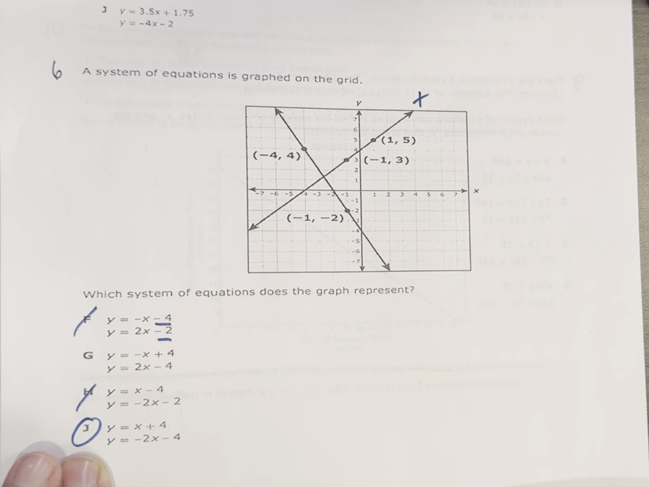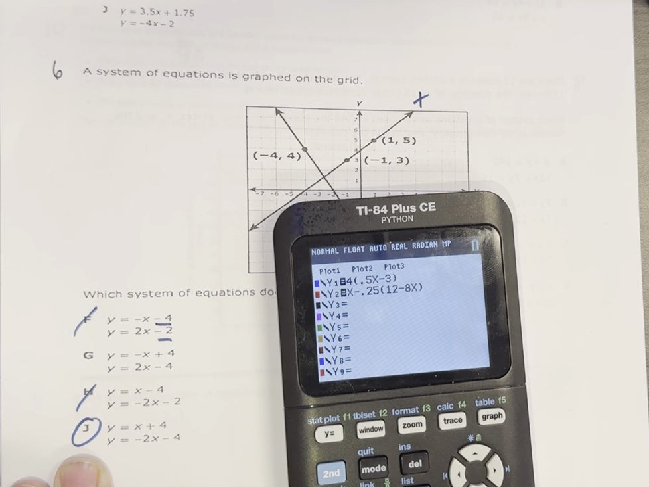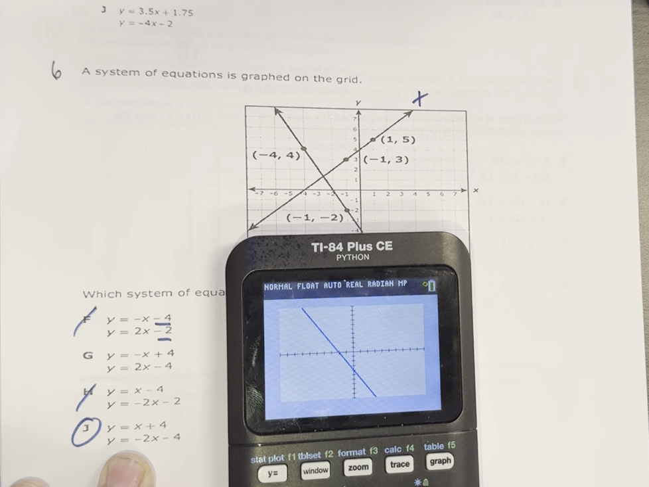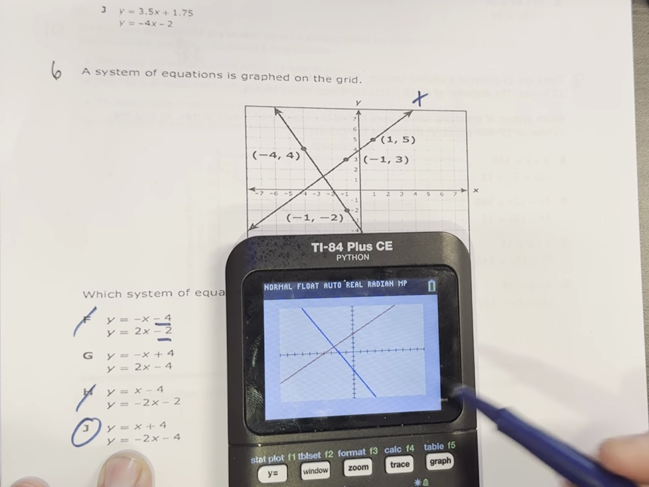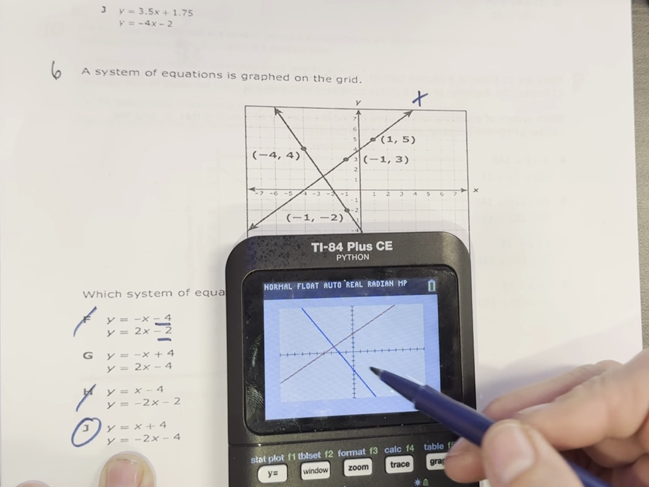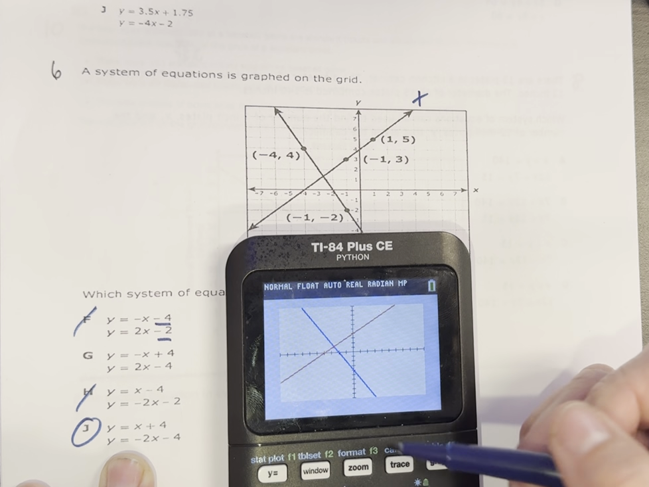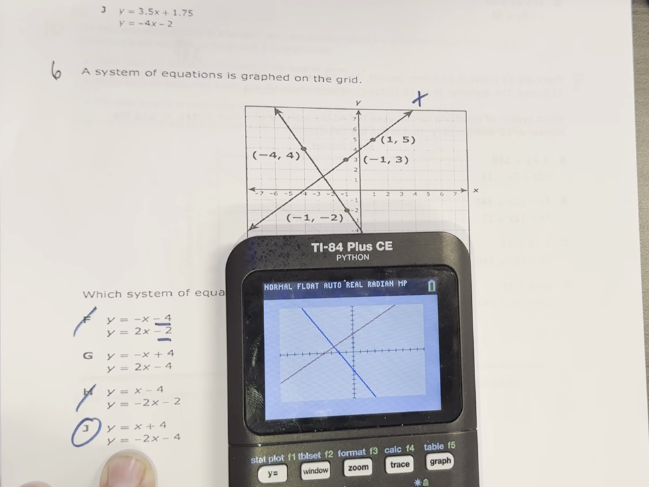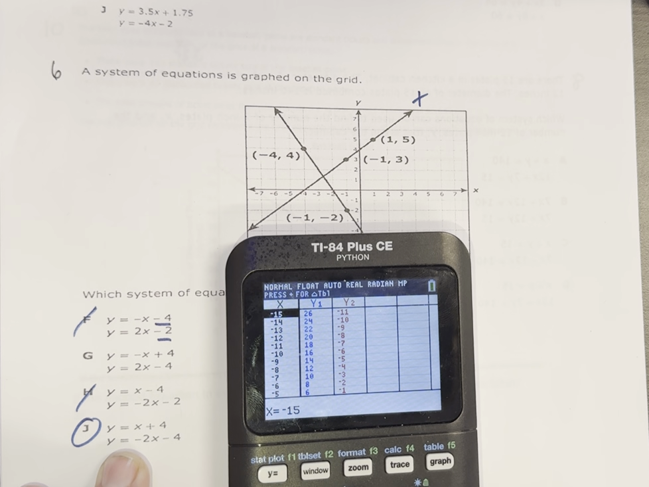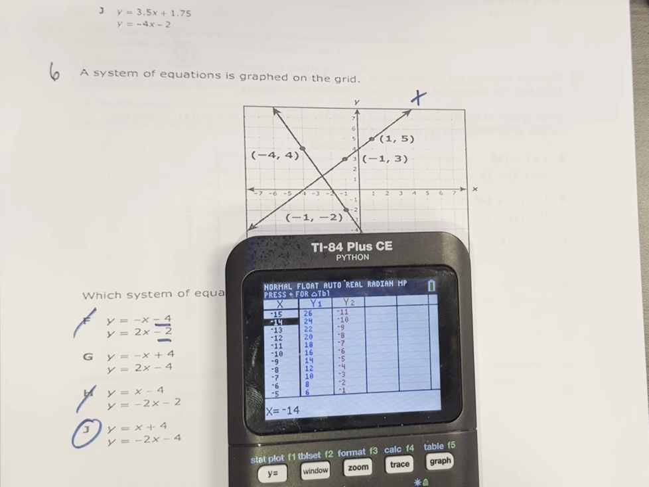So if you graph J, y equals x plus 4 and -2x minus 4, you can visually see that they cross at almost -2, and you can of course see the 4 and -4, and you could look for those points they have listed. So you could go to your table and you have -1 and 3.